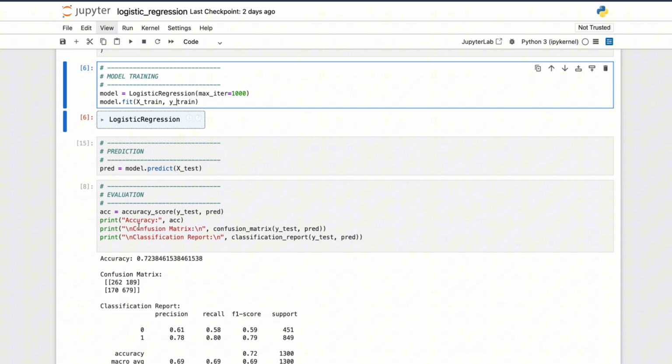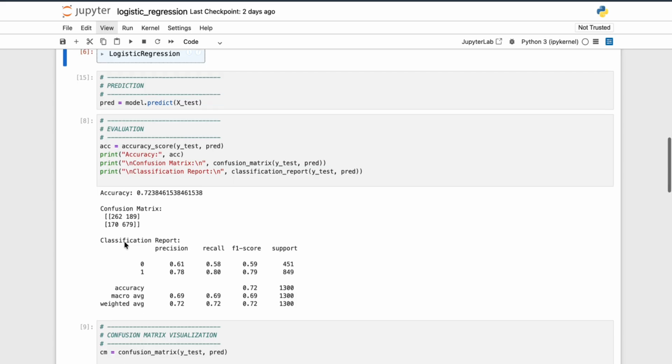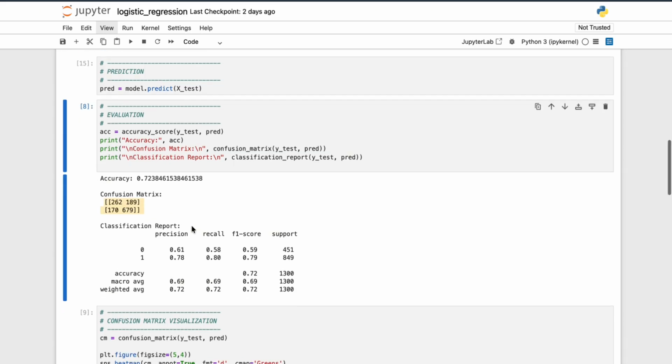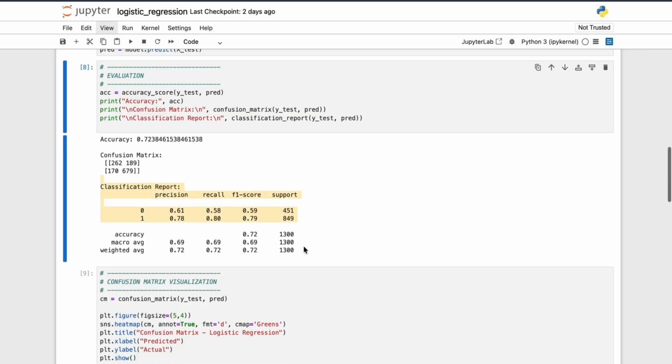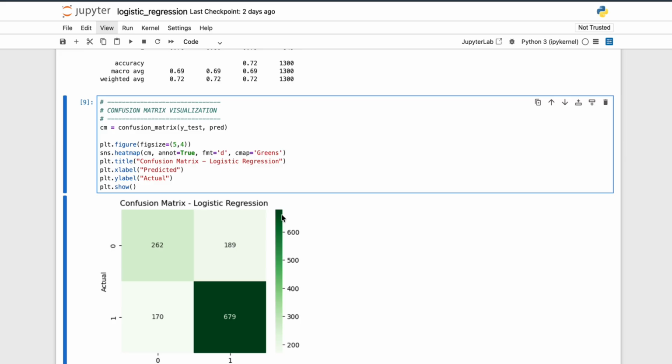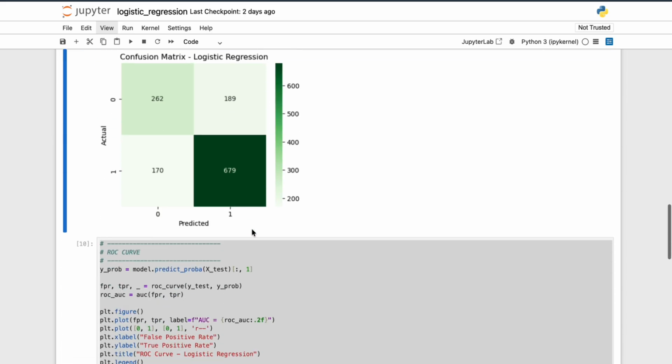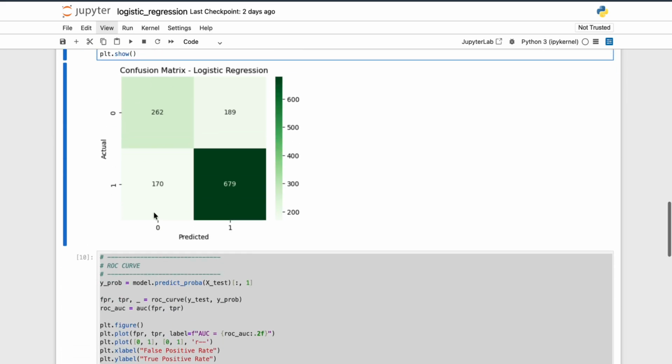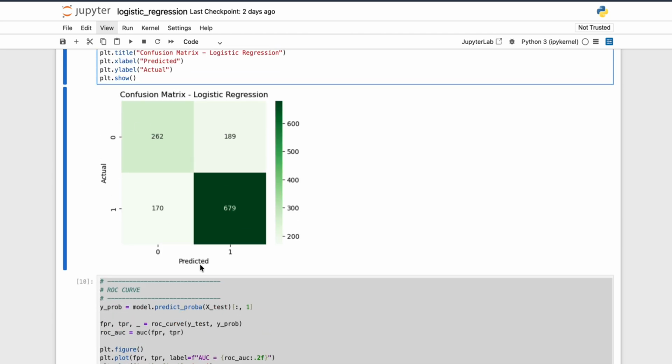To evaluate the model, first I calculated the accuracy score, which shows the percentage of correct predictions made by the model. In addition to accuracy, I also generated a confusion matrix. This helps us clearly see correctly predicted high quality wines, correctly predicted low quality wines, false positives and false negatives. I visualized this confusion matrix using a heat map, which makes it easier to interpret during analysis and presentation. This is the confusion matrix using heat map.